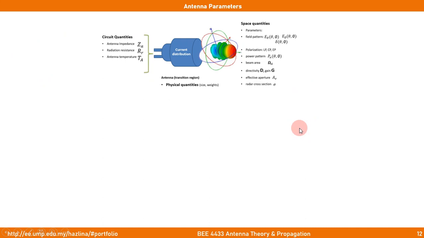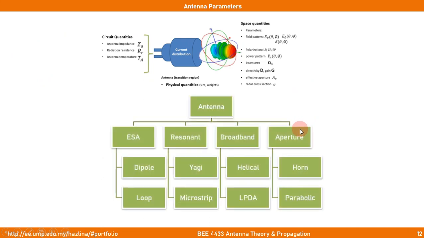So we have gone through a couple of parameters that describe the performance of an antenna system. These parameters will be used when designing and analyzing the performance of antennas throughout this course. In the coming chapters, we will look into 4 clusters of antenna design: electrically small antenna, resonant antenna, broadband antenna, and aperture antenna.